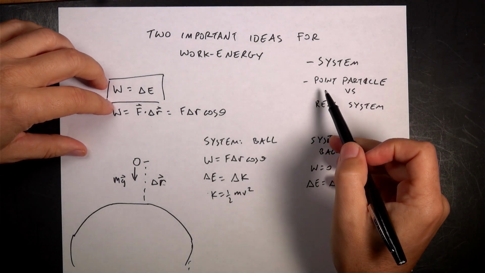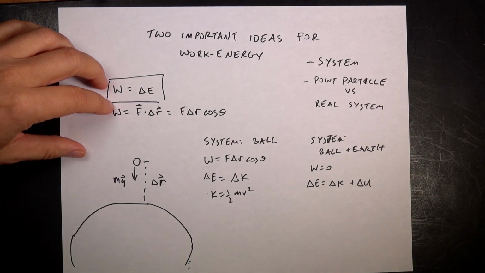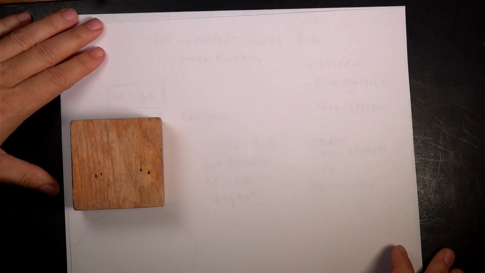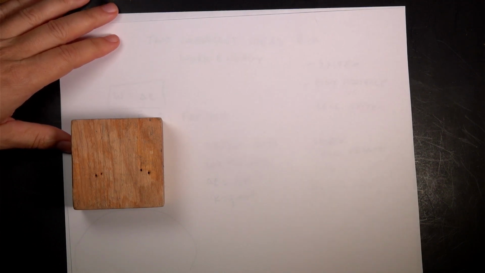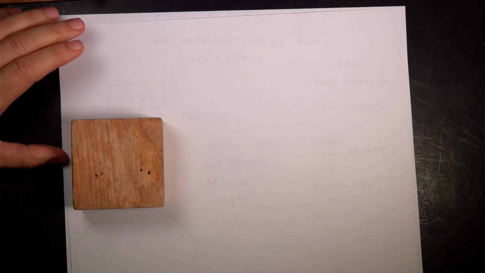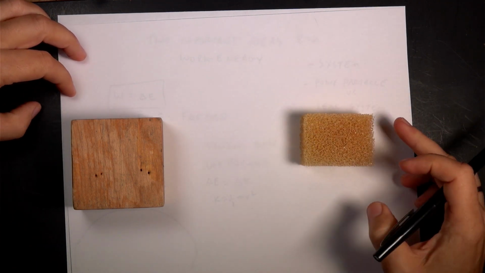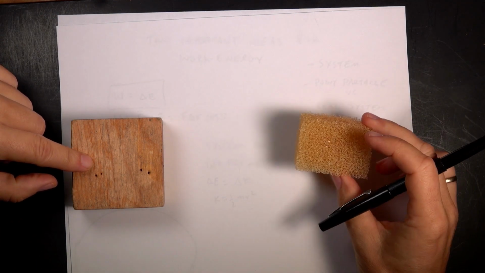The next one is this point particle versus a real system. So let's consider the following case. Here I have a wall. And then I had a ball. Here it is. This is my ball. It's not an actual ball. It's a foam. See, because it's not round.